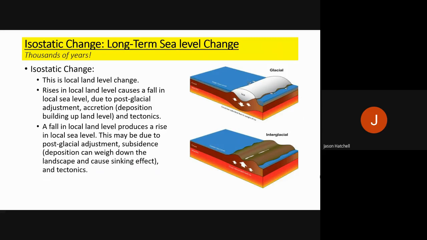This then means that, because of the land changing, you get sea level being higher on the land. So isostatic change is all about the land changing in a local place, causing the sea level to be higher at that place. That is all you need to know here.